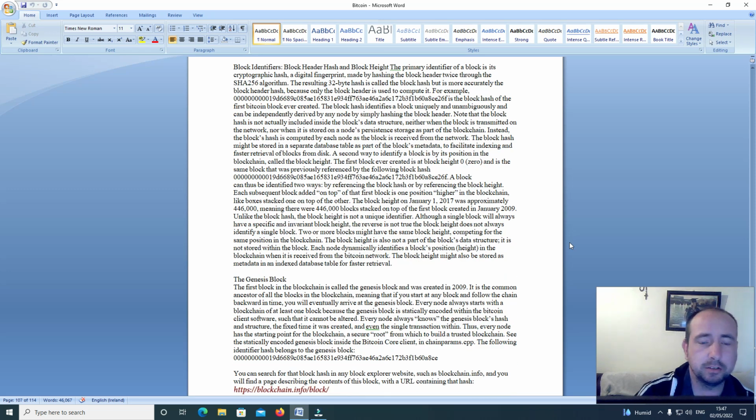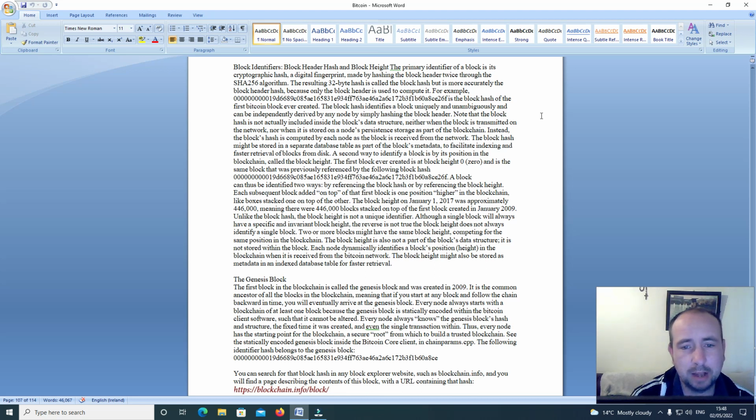Block identifiers: block header hash and block height. The primary identifier of a block is its cryptographic hash, a digital fingerprint made by hashing the block header twice through the SHA-256 algorithm. The resulting 32-byte hash is called the block hash, but is more accurately the block header hash, because only the block header is used to compute it. For example, this is the block hash of the first Bitcoin block ever created.